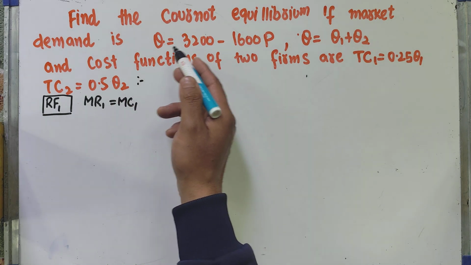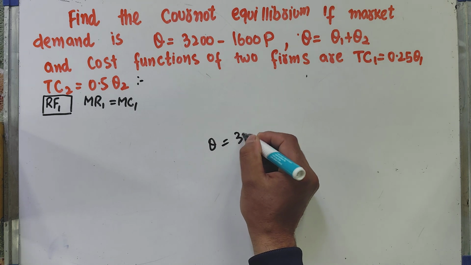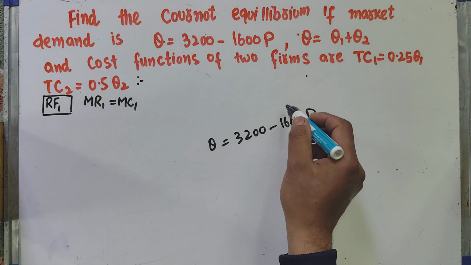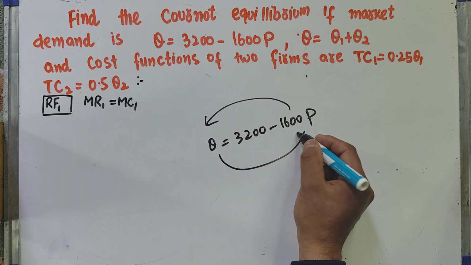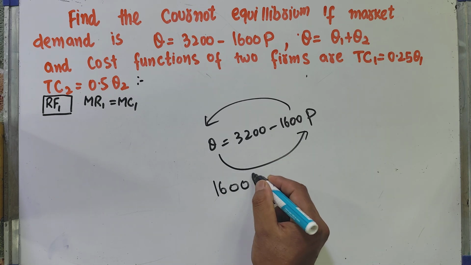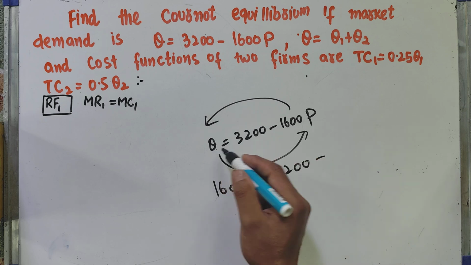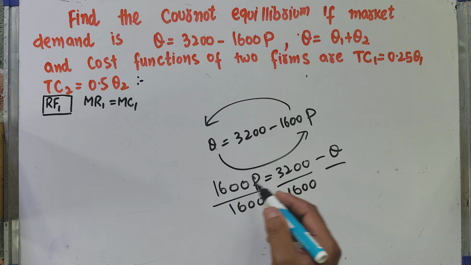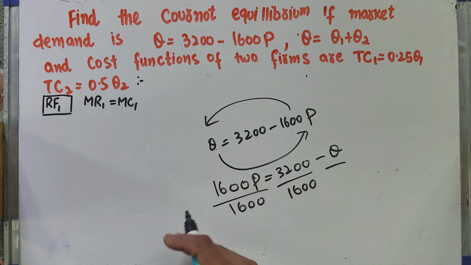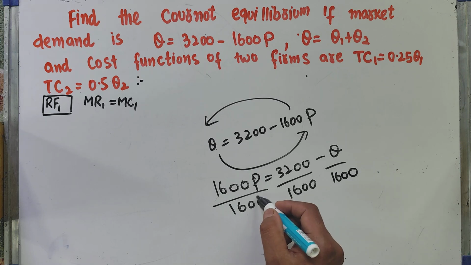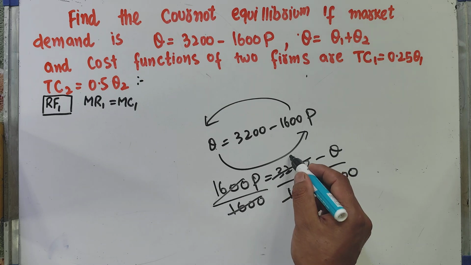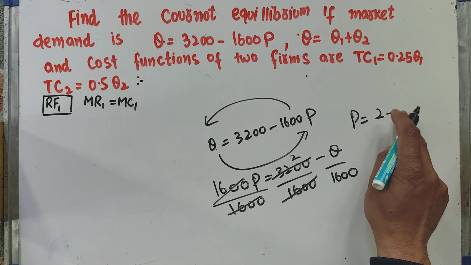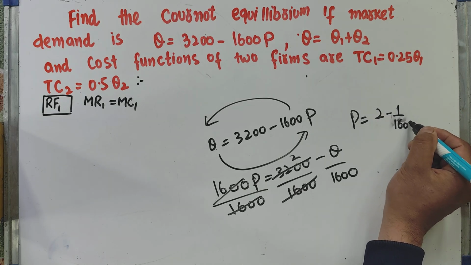We are given this demand function, so let me write it here: Q is equal to 3200 minus 1600P. First we need to find the inverse demand function, that is, solve this for P. Transpose it here, transpose it there, so this becomes positive. We have 1600P is equal to 3200 minus Q. Divide both sides by 1600, since we only need P on the left-hand side. The 1600 cancels, and 3200 divided by 1600 is 2, so we get P is equal to 2 minus 1 upon 1600 Q.